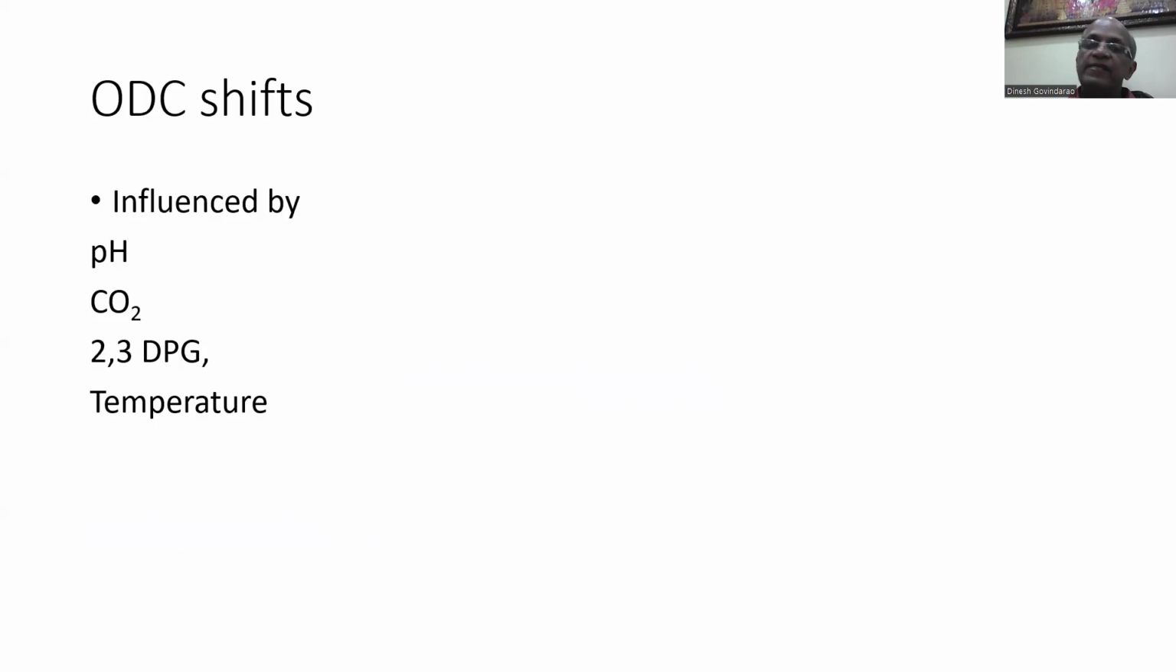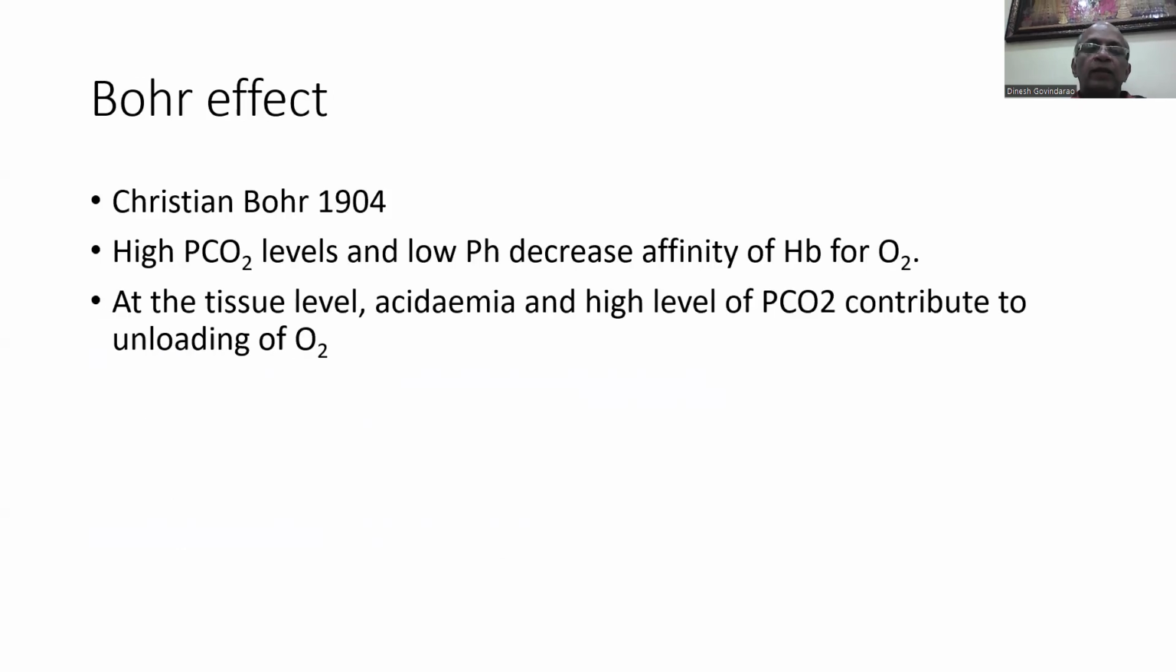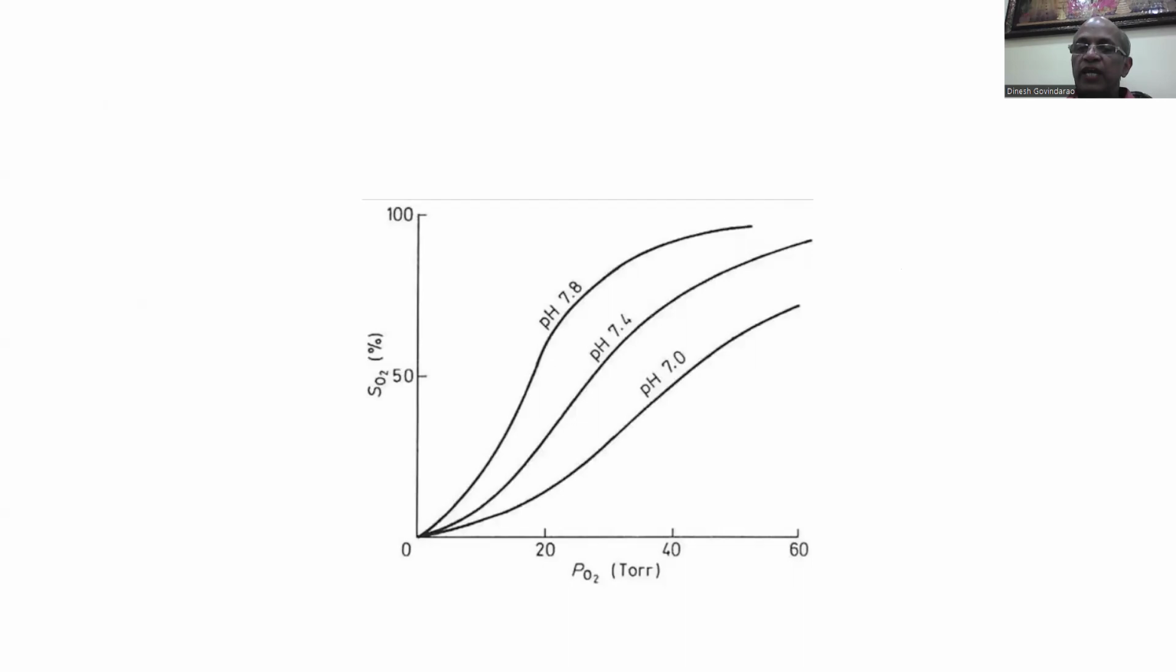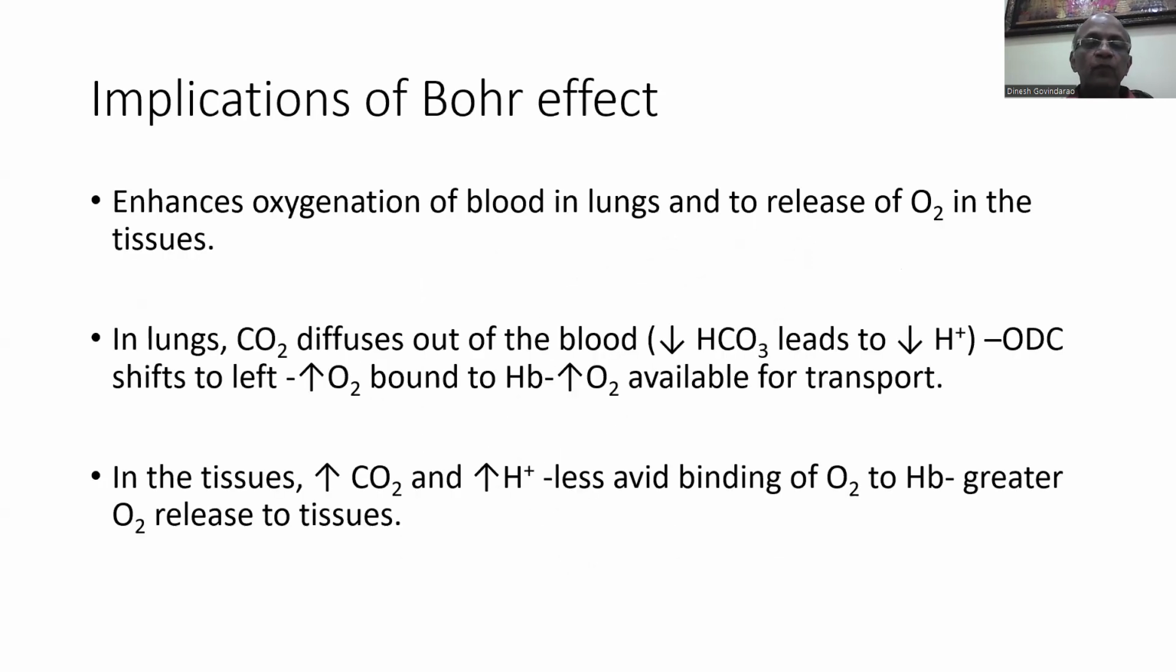The ODC shifts are influenced by the pH, the carbon dioxide, 2,3-DPG, and the temperature. Bohr effect is the one which governs the pH and carbon dioxide influence on the oxygen dissociation curve. The high carbon dioxide levels and low pH decrease the affinity of hemoglobin for oxygen. So at the tissue level, acidemia and high levels of carbon dioxide partial pressure contribute to unloading of oxygen to the tissues. So any fall in pH, the ODC curve gets shifted to the right, and any alkalosis, the ODC curve gets shifted to the left. The implications of Bohr effect are, it improves oxygenation of blood in the lungs and helps to release oxygen in the tissues.